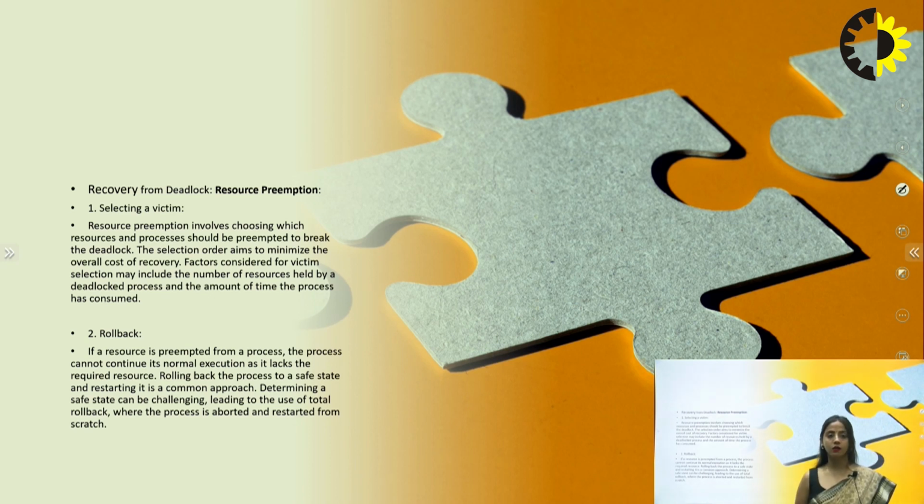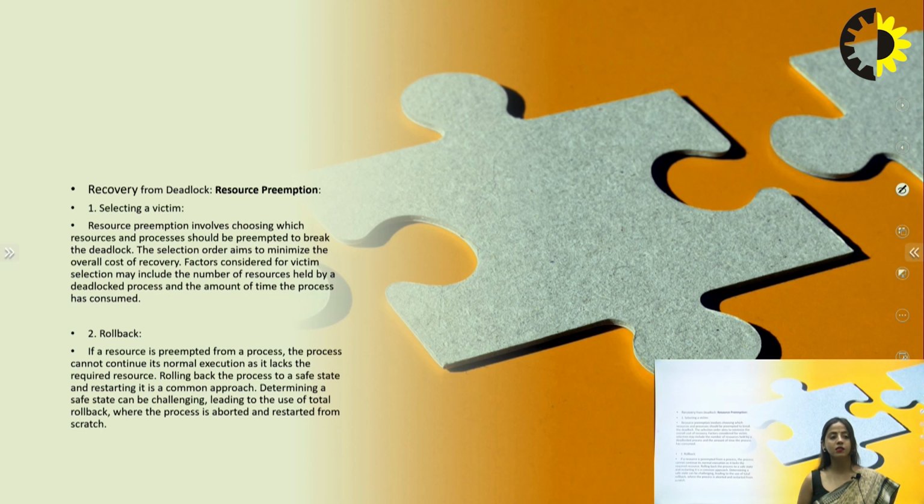Recovery from deadlock. Now, in case your deadlock has already happened, how can you recover from it? The first step is resource preemption. Selecting a victim: resource preemption involves choosing which resources and processes should be preempted to break the deadlock. The selection order aims to minimize the overall cost of recovery. Factors considered for victim selection may include the number of resources held by a deadlocked process and the amount of time the process has consumed.